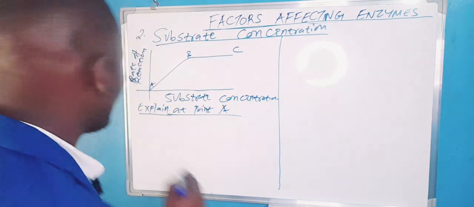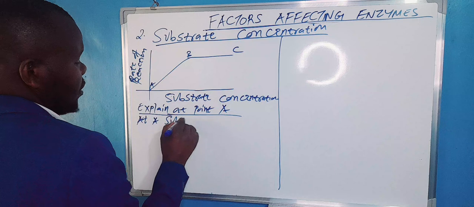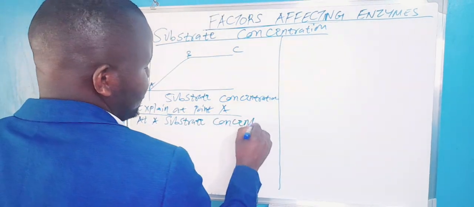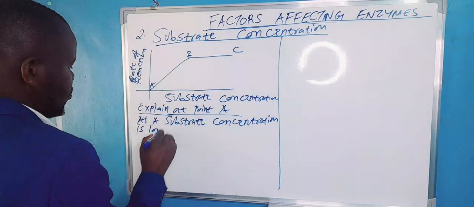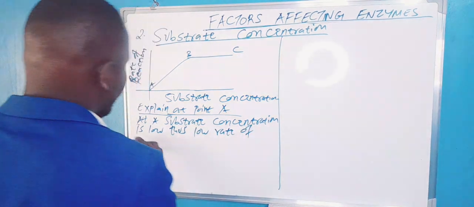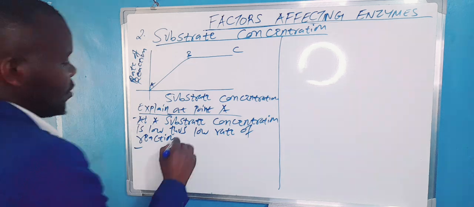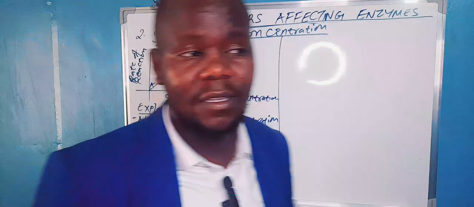substrate concentration is low. So at A, substrate concentration is low, thus low rate of reaction. You get your first mark. That is a free mark. We don't even have to explain that.